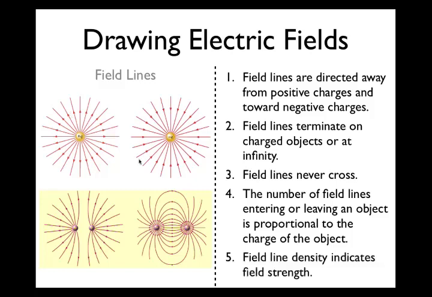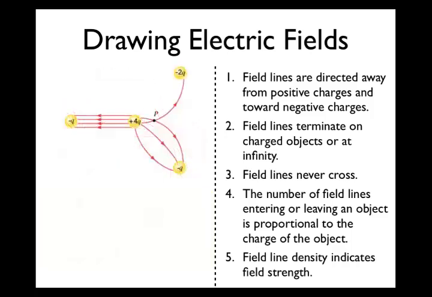Finally, the field line density indicates the strength of the electric field. So where are the field lines the closest together? Well, the field lines are closest together here, closest to the charges, and that's where the electric field is the strongest. And as you move away from point charges, the field line density drops, and that tells you that the strength of the electric field drops as well.